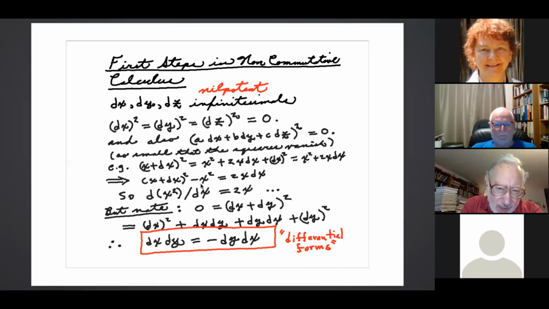But now, what is the consequence that (dx plus dy) squared should be 0? Well, multiply it out. And you get dx squared, and you get dx dy, but you also get dy dx, and you get dy squared. And the two ends are both zeros, so you get that 0 is equal to dx dy plus dy dx. And so dx dy is minus dy dx. And this is called differential forms, or Grassmann algebra, in the course of its historical development. This is the right thing to do.